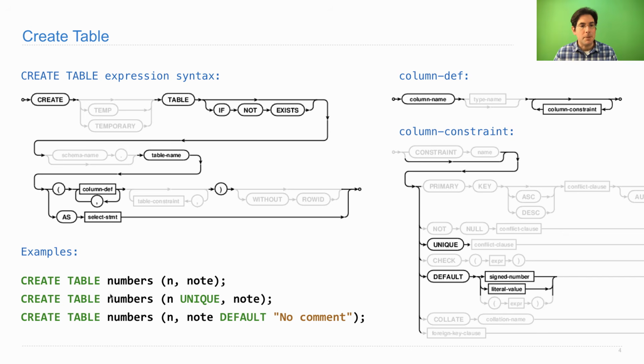So here are some examples. You could create a table of numbers with a column n and a note about each number n. I could alternatively create a table of numbers where I specify that n is unique, so I can only have one note per unique number n. If I want to make sure there's always a note, I might set a default value, such as no comment. Now you might wonder what's the use of an empty table. Well, soon we'll see that you can add new rows to an existing table, and so it won't be empty forever.